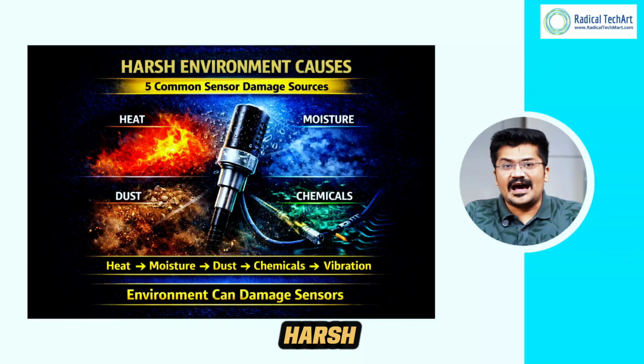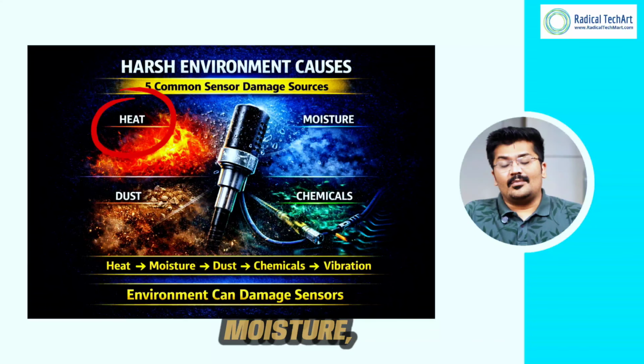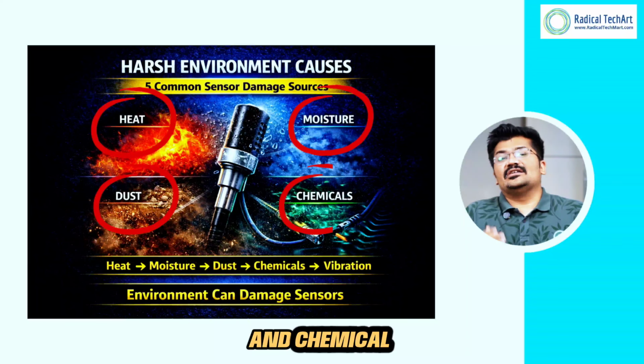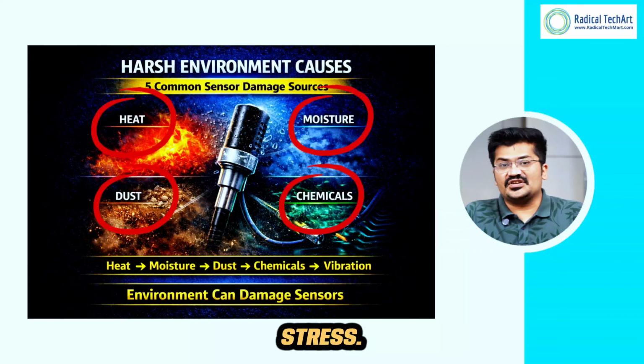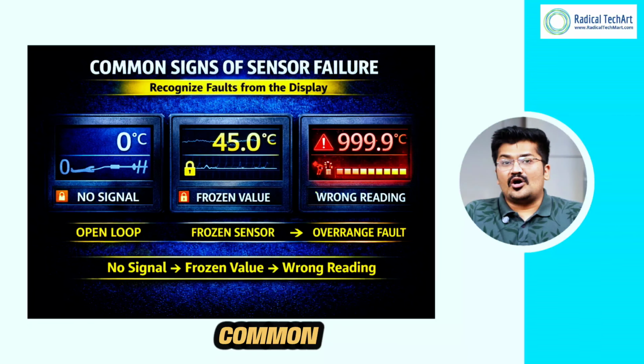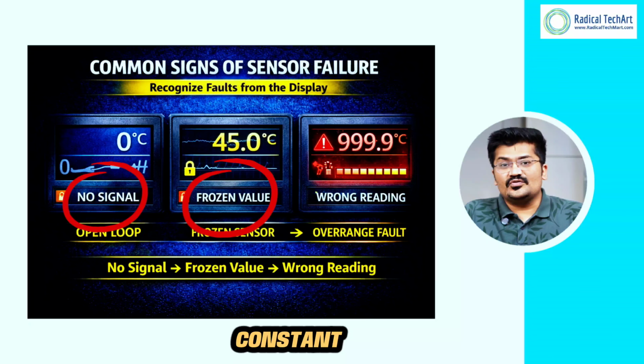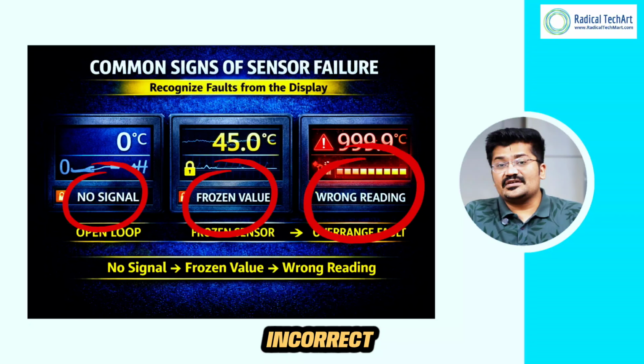Sensors operate in harsh industrial environments. They may be exposed to high temperature, moisture, dust, and chemical exposure. Also, mechanical stress. Over time, a sensor may fail or stop working properly. Common signs of sensor failure include no signal output, constant value readings, and extremely incorrect readings.